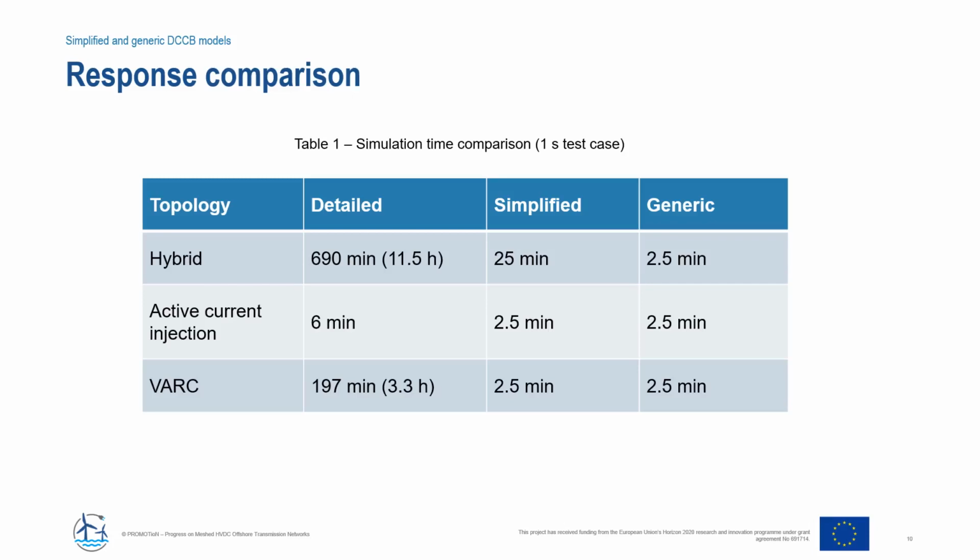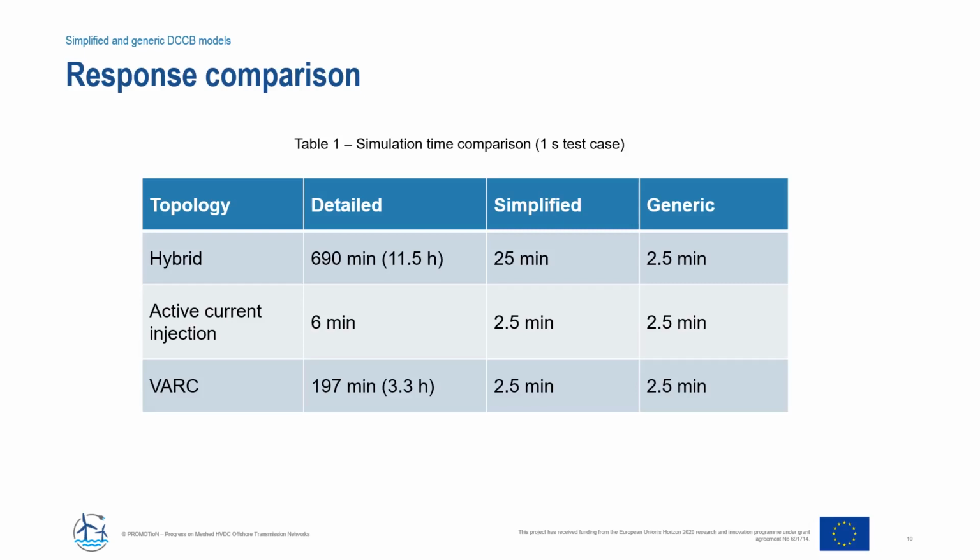This table compares the response times of different DC circuit breaker models and topologies. Simulating a 1-second grid response using 16 detailed hybrid DC circuit breaker models takes an astonishing 11.5 hours. Using the simplified breaker model cuts this time down to 25 minutes, and using a generic model reduces it even further to only 2.5 minutes.